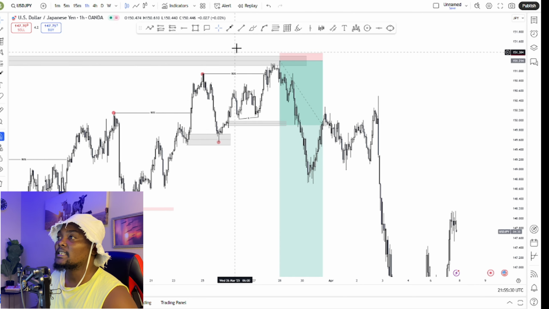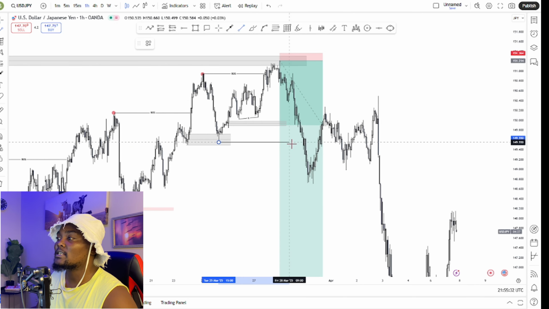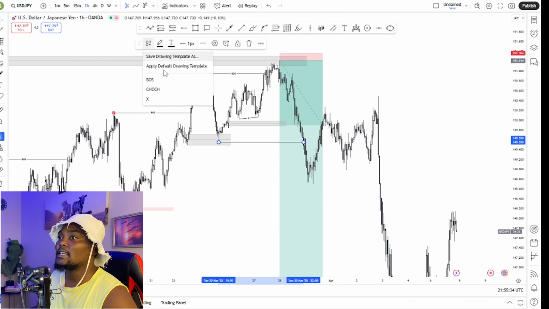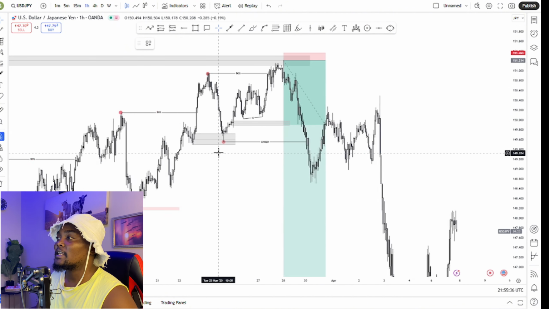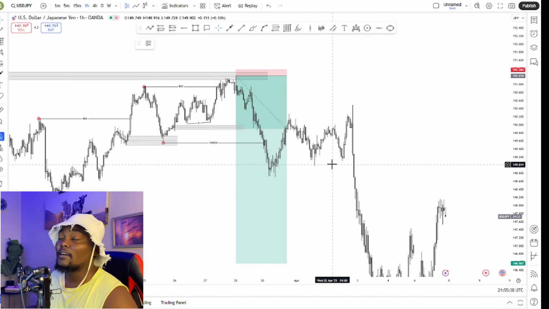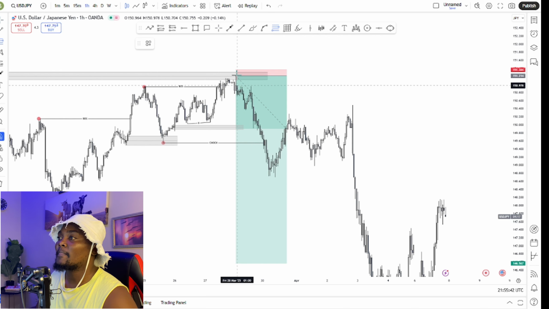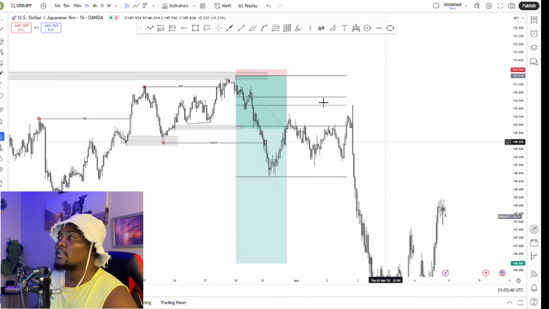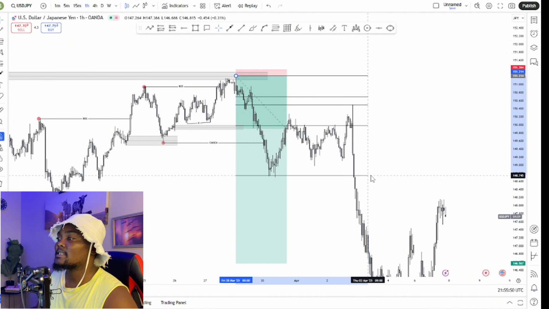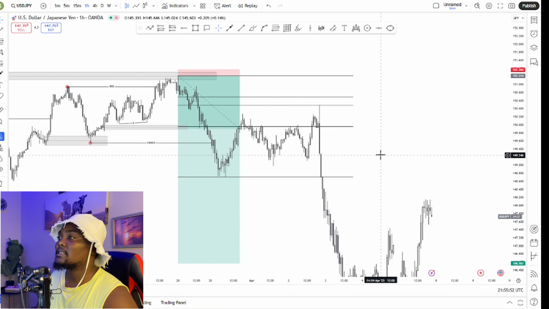Then after mitigating that point, we know that the previous low has to be taken out. Then that is your change of character. Then after even that change of character, now we have to anticipate areas of interest. So from the high to the low, you can obviously extend this Fibonacci tool up until this area here.